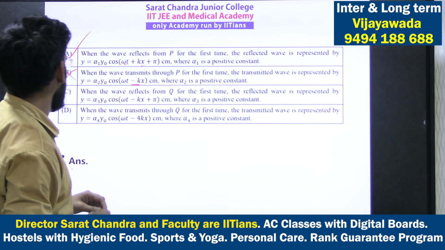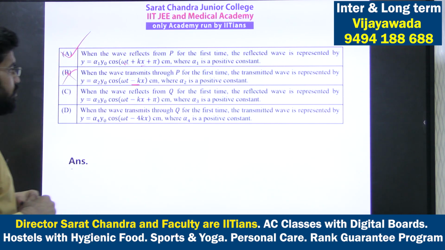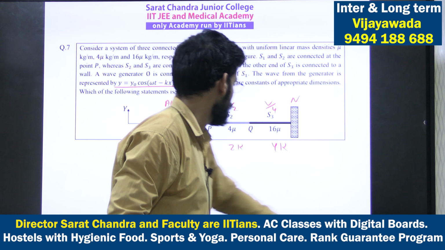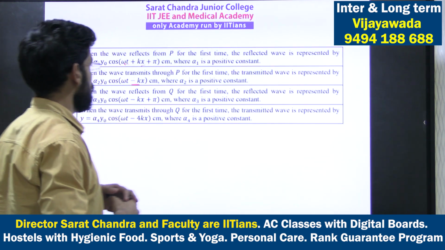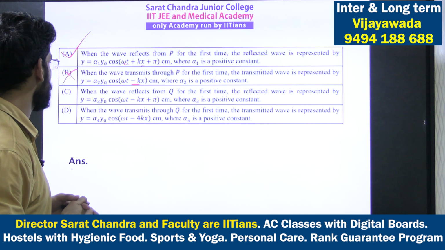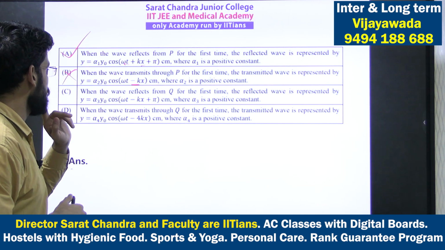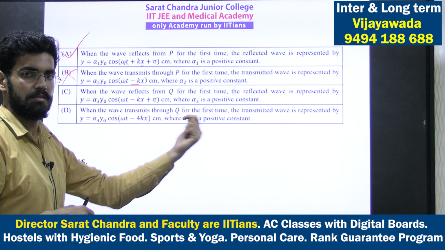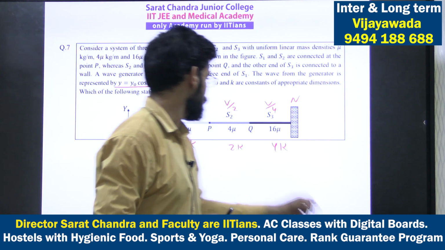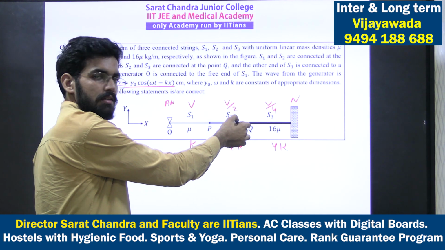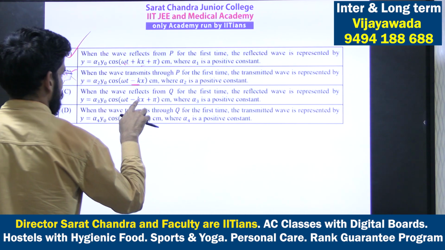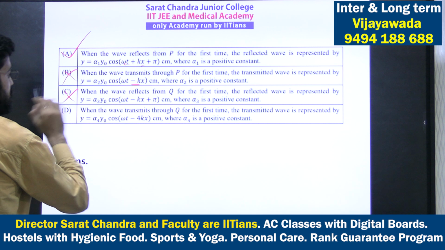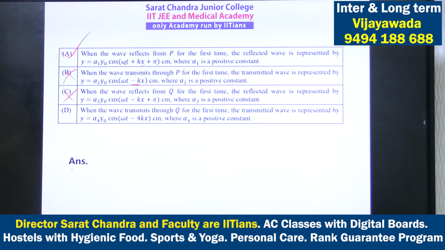Next, when the wave reflects from Q, at point Q, reflects means coming back. For the first time the reflected wave is represented by this. It is in the second medium only, reflected from Q means it is here, so it should be 2K. So this is also not correct, here it is given K only. So this is also not correct.